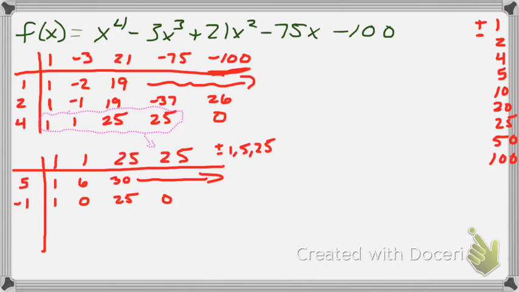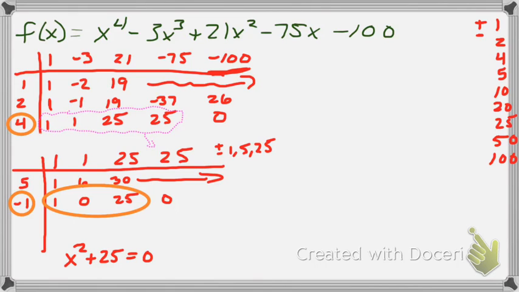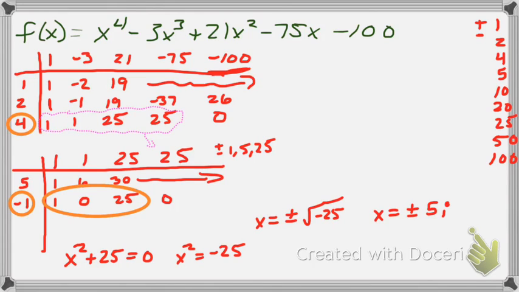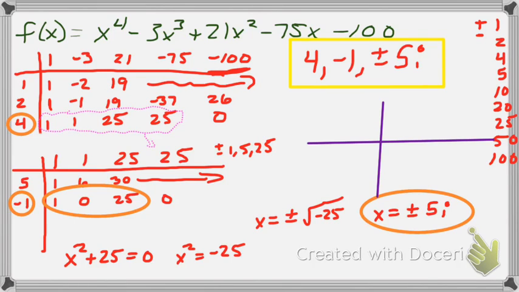So I take the scraps and I make a quadratic out of it. x squared plus 25. Set that equal to 0. Subtract the 25 to the other side. Take the square root. You get 5i. So those two are imaginary. My answers are 4, negative 1, plus or minus 5i, which means you're going to have a W-looking graph with a swing and a miss somewhere. Real solutions at 4 and negative 1.